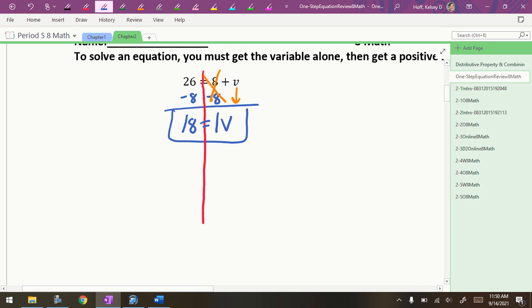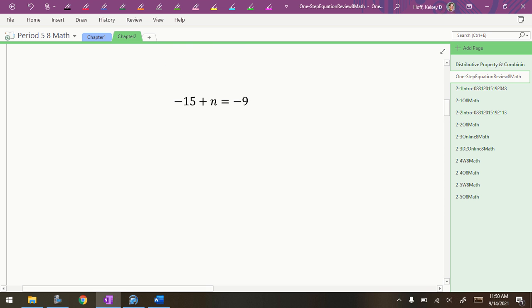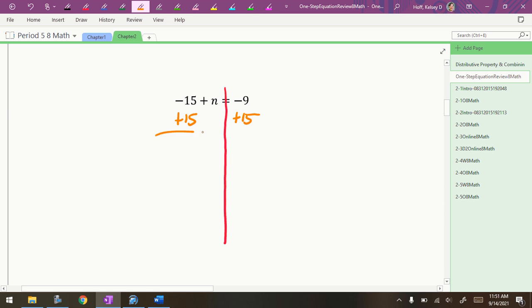Go down that left-hand side to the next problem. Negative 15 plus n equals negative 9. Draw the line through the equal sign. If I go up here, think before you shout, and I cover up n, what do I need to get rid of? A negative 15. How do I get rid of a negative 15? Or what's the opposite of a negative 15? A positive 15. So I need to add 15 to both sides.